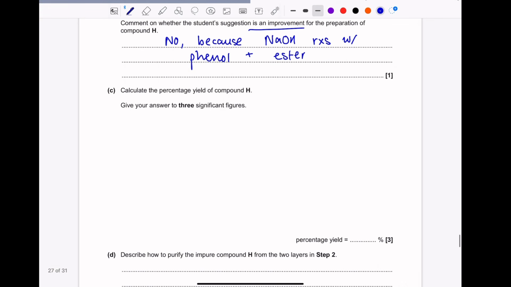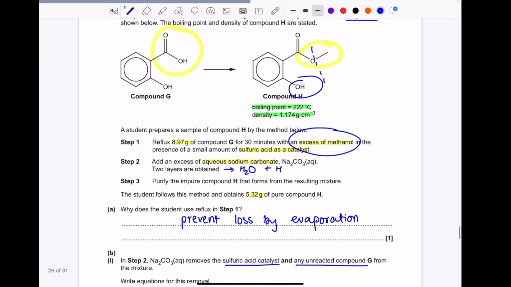Then part C is to calculate the percentage yield of compound H, giving your answer to 3 significant figures. Percentage yield is calculated by doing the actual over the theoretical times 100. Looking at the data in the question, we have the actual yield, that is 5.32 grams, but we do not have the theoretical yield for compound H. But we are given the mass of compound G, so we could start with that. First, find the moles of compound G, and that's equal to 8.97 divided by its MR, that is 138. So that's 0.065 as the moles.